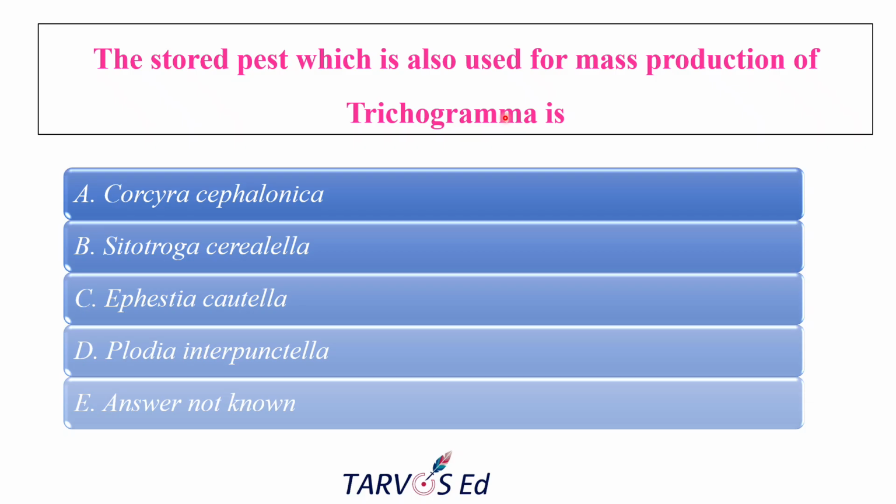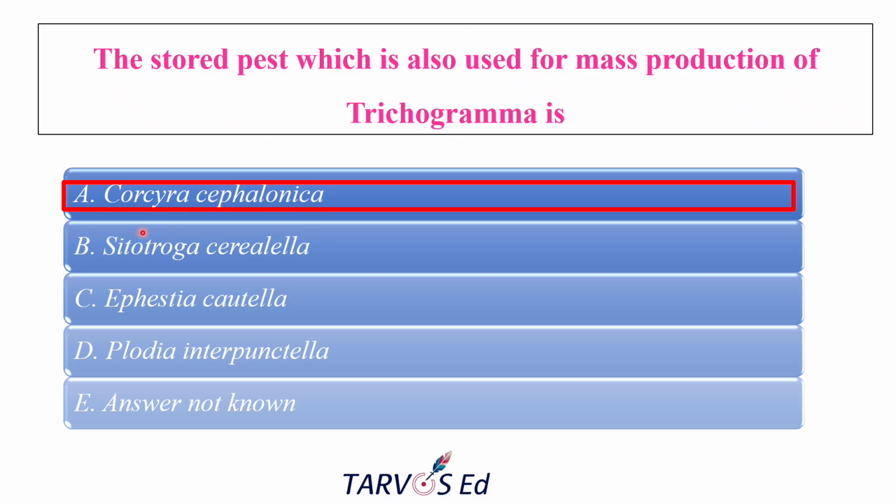Generally, which pest is commonly used for the mass production of this insect? Because it lays its eggs on the eggs of the pest, the adult parasitoid comes out of the host eggs, and we can collect and release it. The options given are Corcyra cephalonica, Sitotroga cerealella, Ephestia cautella, and Plodia interpunctella, and the answer is Corcyra cephalonica, which is the rice moth.